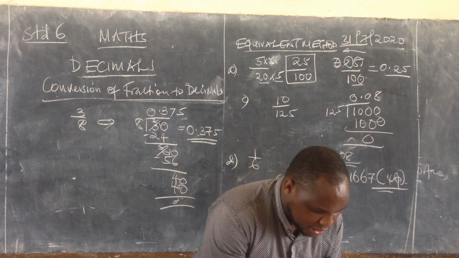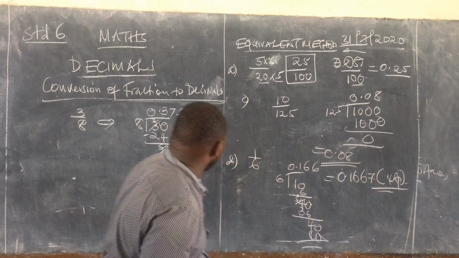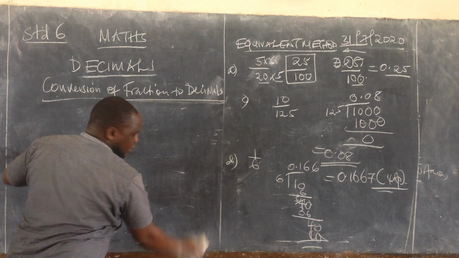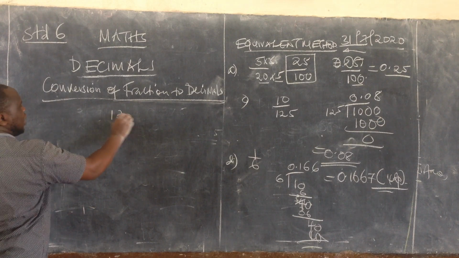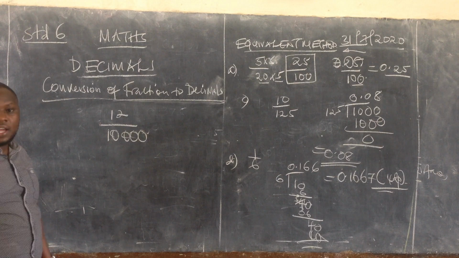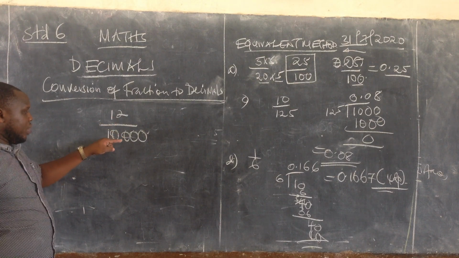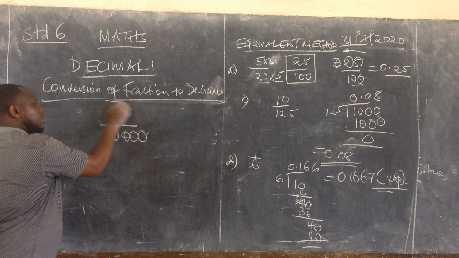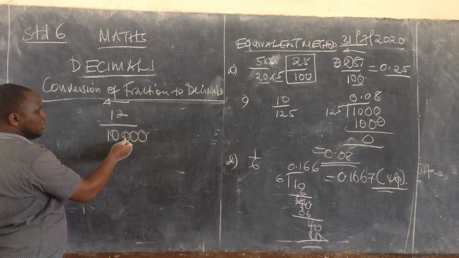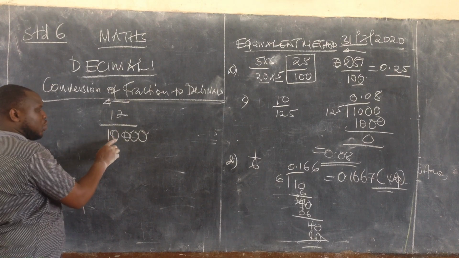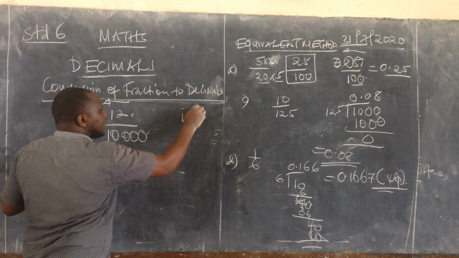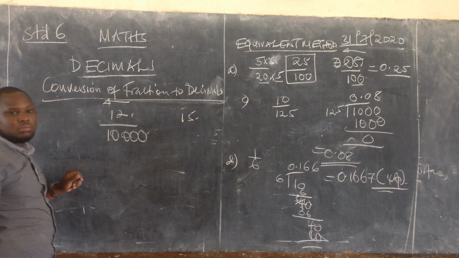But in case you are given a question like this, you can be given a question like, write as a decimal 12/10,000. Remember what we said? When you are dividing by zeros, the decimal point moves to the left. So how many times? 1, 2, 3, 4 times. You don't count the 1, you count only the zeros. So the decimal point is there.